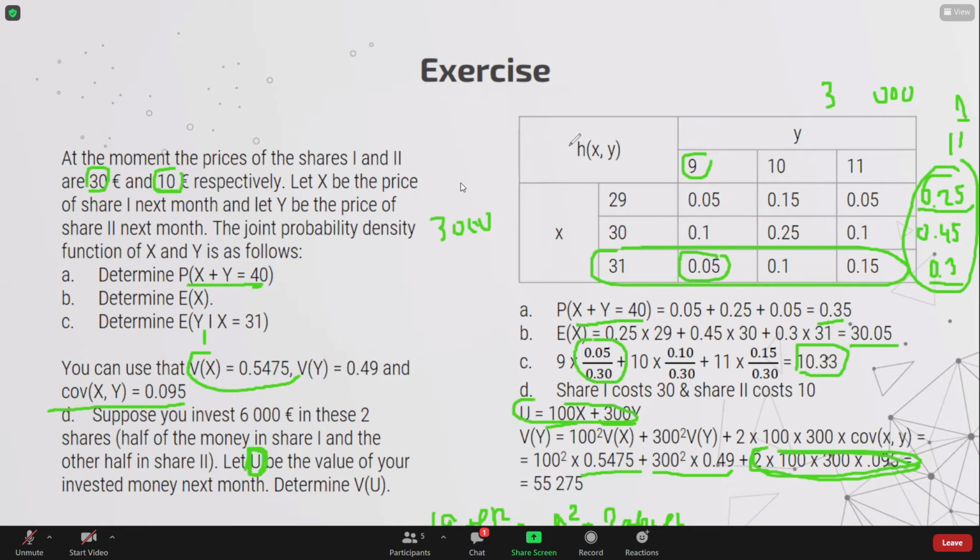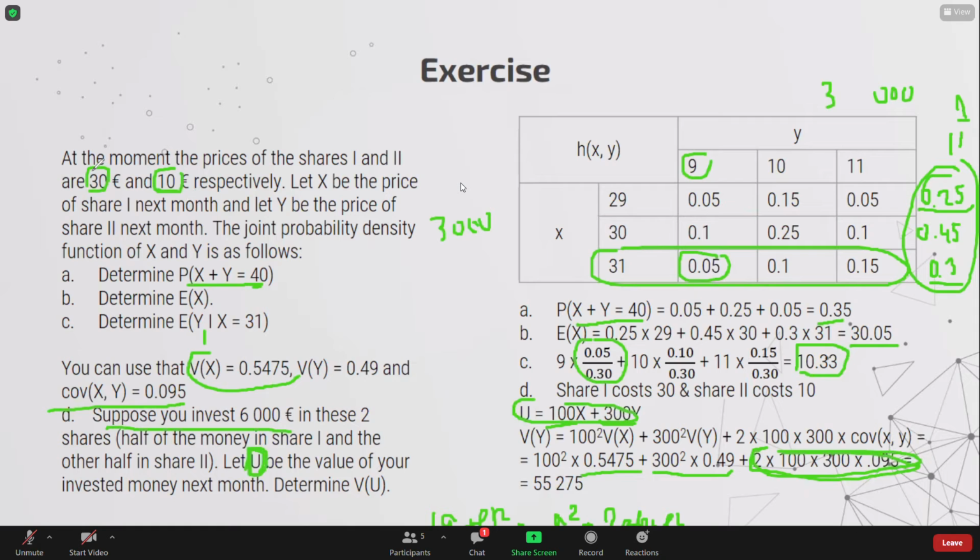How did you come about 100 euros? 100. Because here it says we have to invest 600 in total, but half of the money should go to stock X and half the money to stock Y. But we are already given the current prices of the stocks.